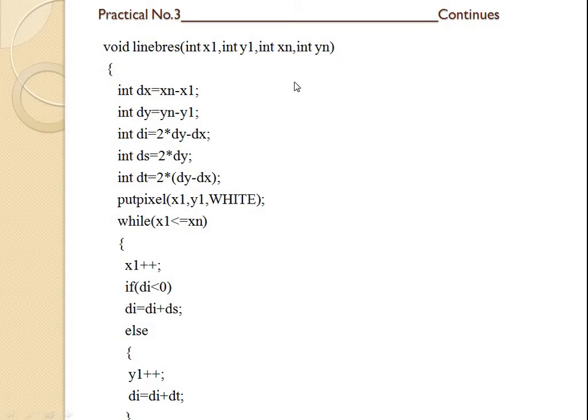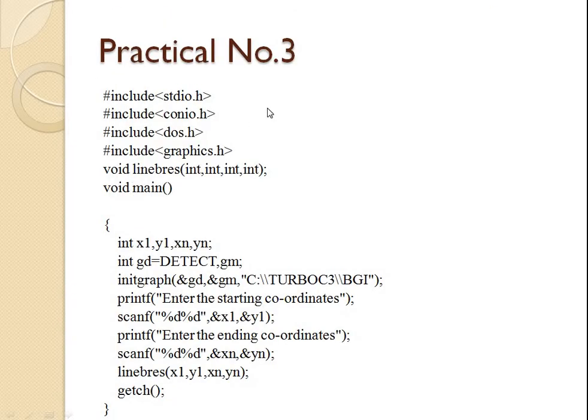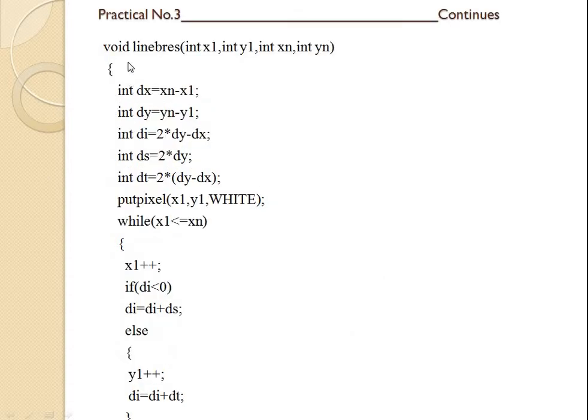This function is initialized and then called here: wide line brace int x1, int y1, then xn and yn. Then we calculate dx and dy, that is dx is equal to xn minus x1 and dy is equal to yn minus y1, ending minus starting, and here too ending minus starting. Then int di is equal to 2 into dy minus dx.